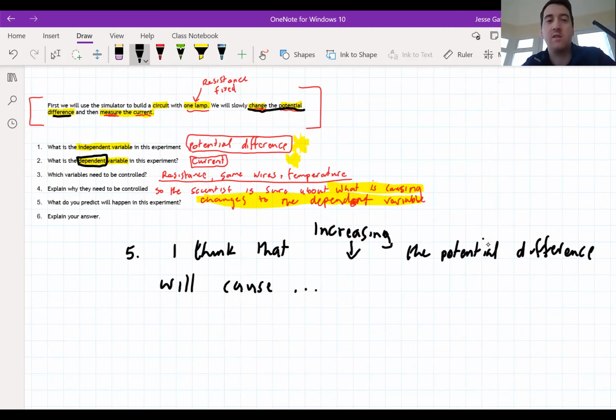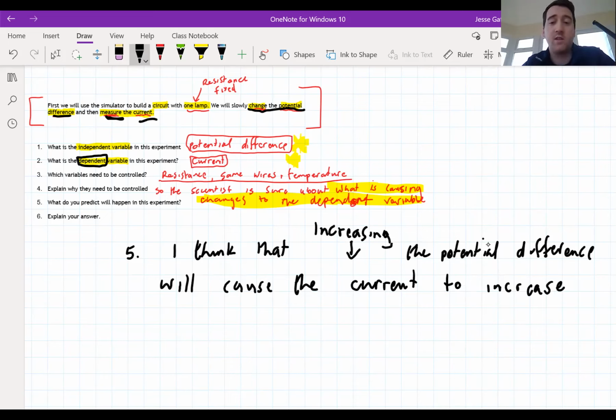Finish that sentence, please. Okay, well, what I think is going to happen is I think that increasing the potential difference will cause, we're going to be measuring the current. So what's going to happen to the current? I think that increasing the potential difference will cause the current to increase. That's what I think is going to happen, because we already looked at the simulation and that's what happens. Okay, so I think the increase in the potential difference will cause the current to increase. Hopefully that's what you said.